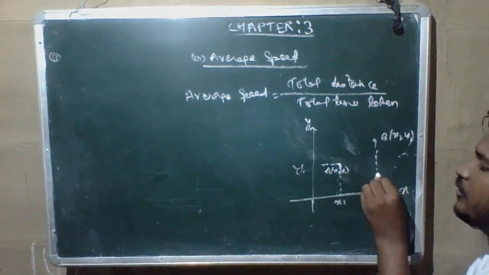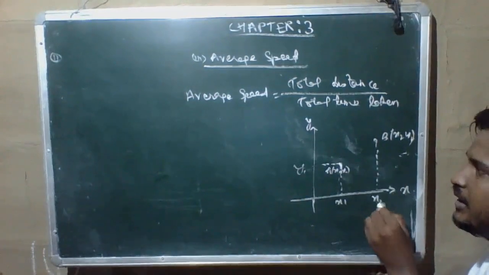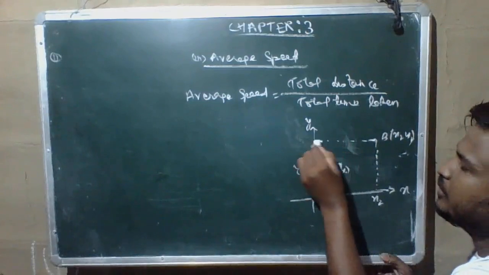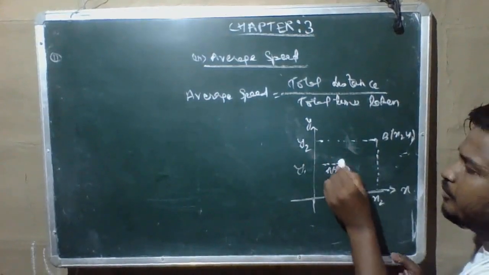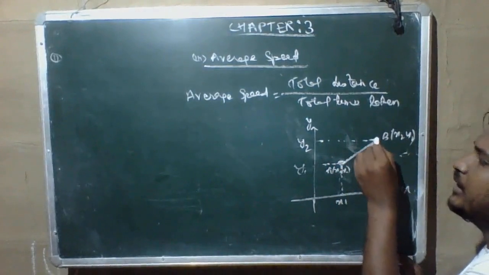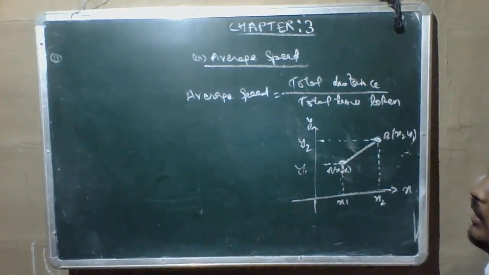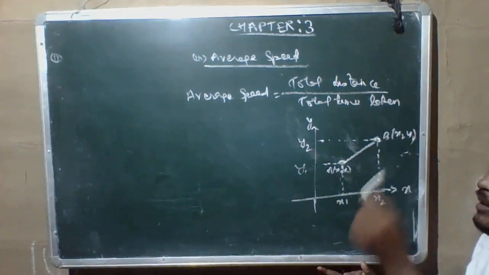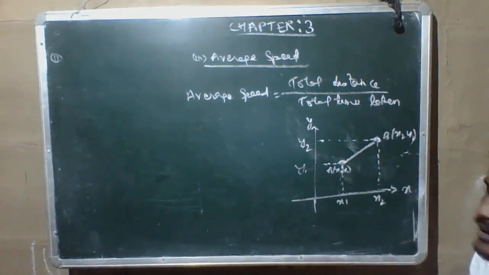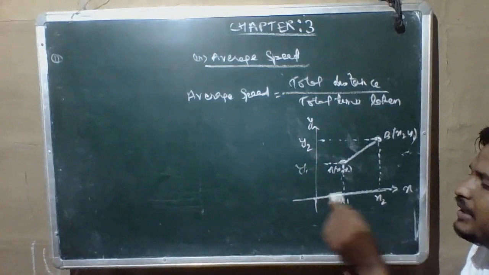And on the other hand, for B, the projection is x2, and for this point B on the y-axis, the projection will be y2. But from which point to which point does the body move? It moves from point A to point B. So you can see that from point A to B, how much distance is covered along the x-axis? It is nothing but x2 minus x1.